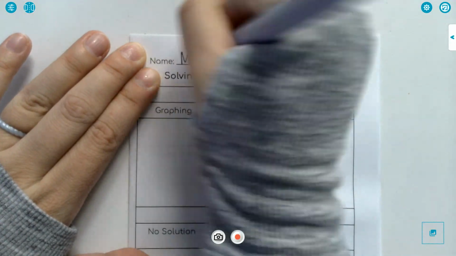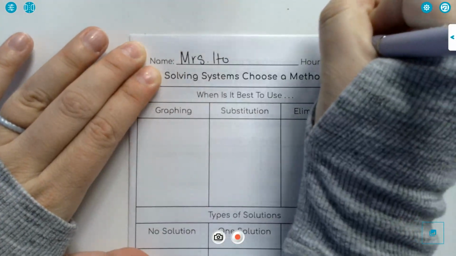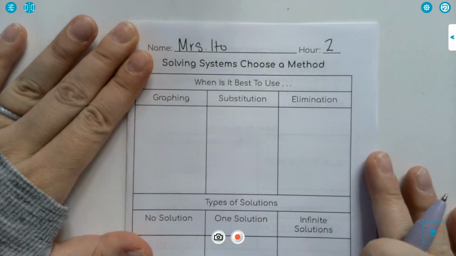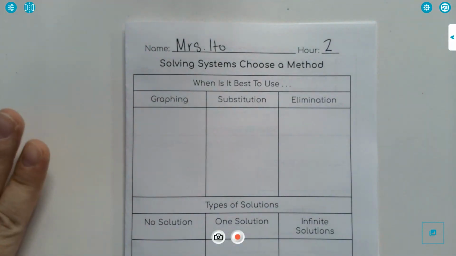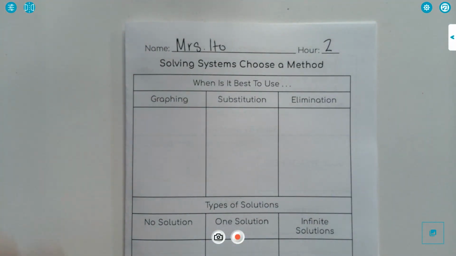Hey, so go ahead and put your name on here. It's currently second hour. You guys are going to turn this in today. This is worth a grade.